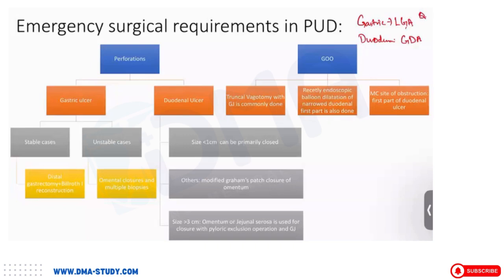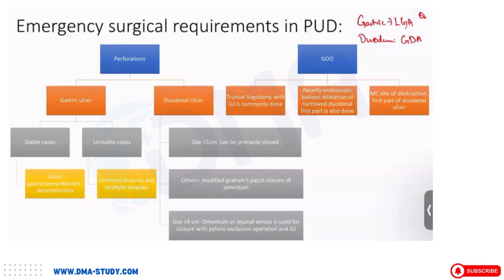What is the most common cause of death in peptic ulcer disease? Bleeding. What is the source of artery in a bleed of gastric ulcer? Left gastric artery. While in duodenal ulcer, gastroduodenal artery. Very good. So surgery will be emergency in terms of perforation.